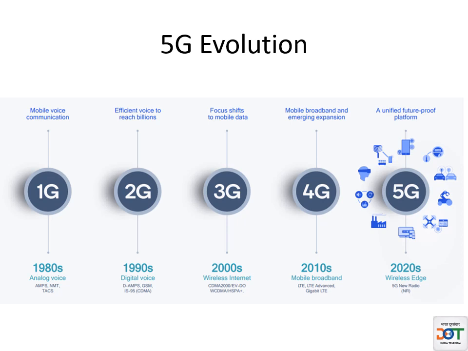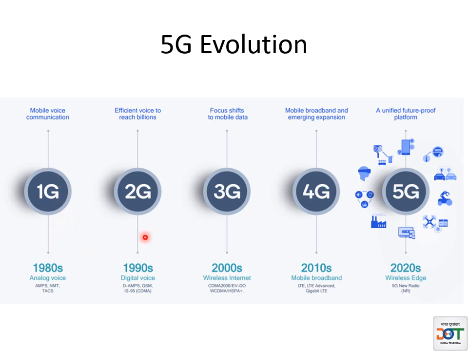So let us go through the evolution of mobile telephony starting from 1G to now 5G in brief. 1G was analog voice which was deployed during the 1980s, and the technologies used were AMPS, NMT and TACS. It was just analog voice, and if you moved from one base station to another base station, your call would not continue. So it didn't have a mobility aspect in it.